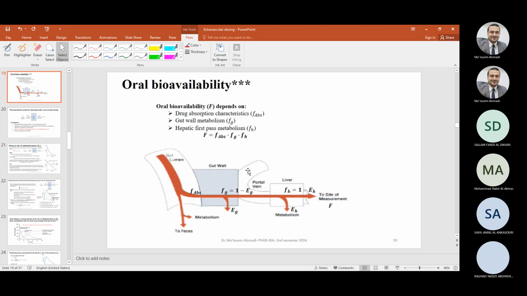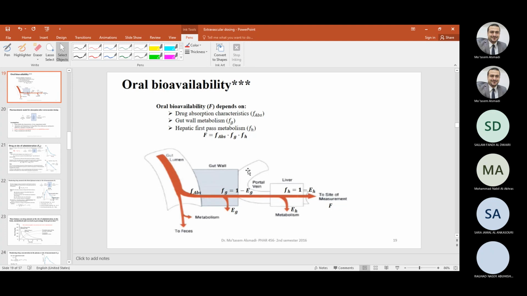Because it describes the process of oral absorption. This is the Fg, which belongs to the extraction by the GI wall, and this is the Fh, which describes the extraction by the liver, and this is the F absorbed, the fraction absorbed from where? From the GI lumen. So it describes the oral absorption. The process of intramuscular or subcutaneous absorption or inhalation is different. The only well understood process of absorption is actually the oral absorption, because we know exactly what happens here, what happens here, what happens here. For intramuscular or subcutaneous, it's a little bit different.